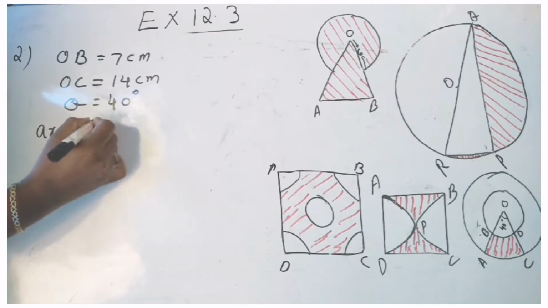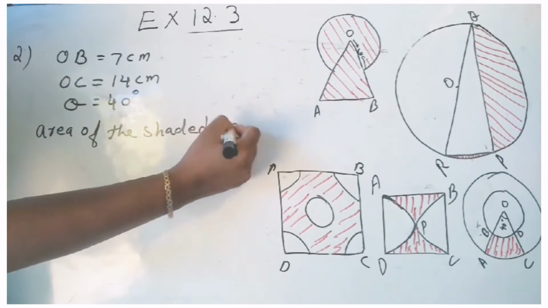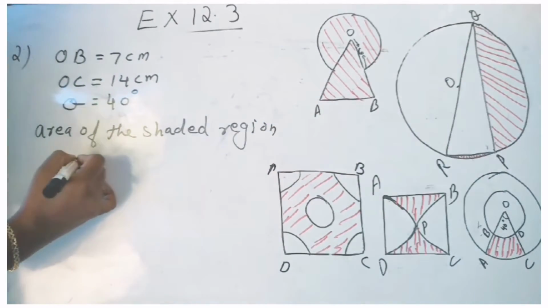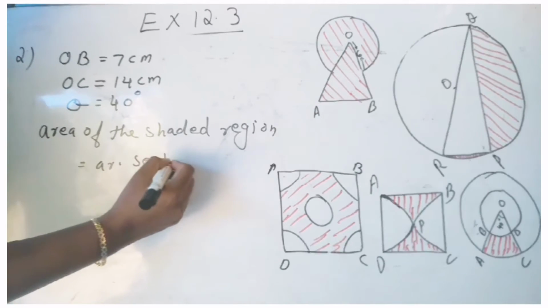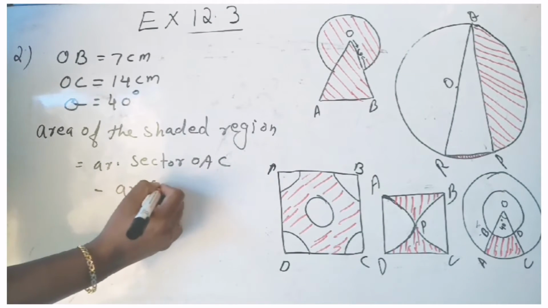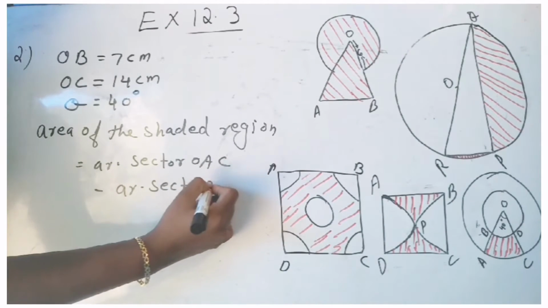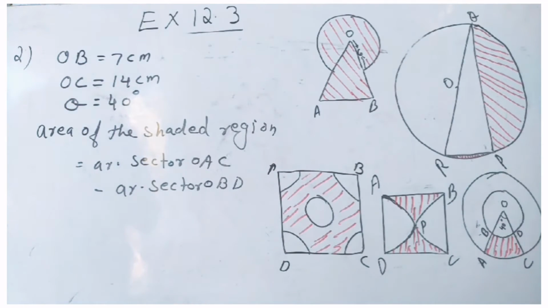Area of the shaded region is equal to area of the sector OAC minus area of the sector OBD. That will give the area of our shaded region.